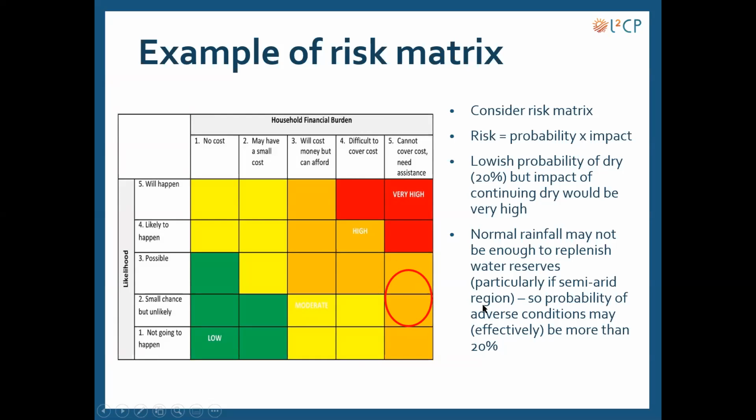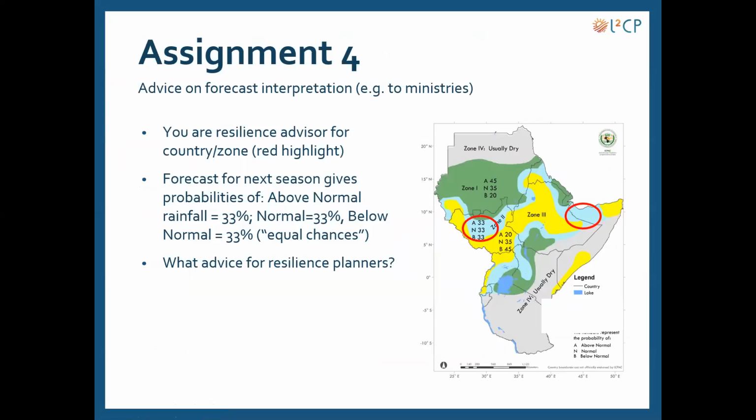So it's just a kind of way that you can bring together the probability and the impact of the event should it happen, even though it's a low chance.